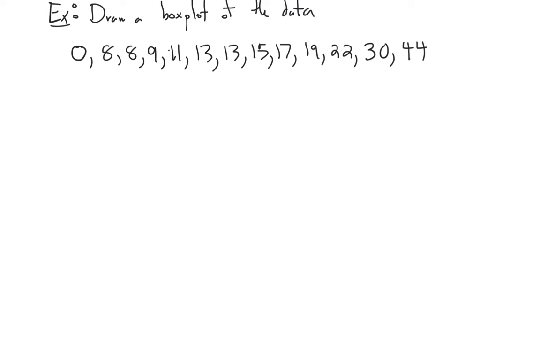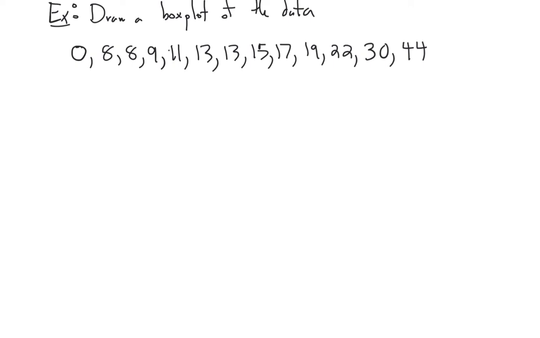Okay, so let's do an example. Let's draw a box plot of the following data set. So let's say it's this one here, and I already put it in order for us. The first thing we need to do is calculate the 5-number summary. So let's go ahead and do that.